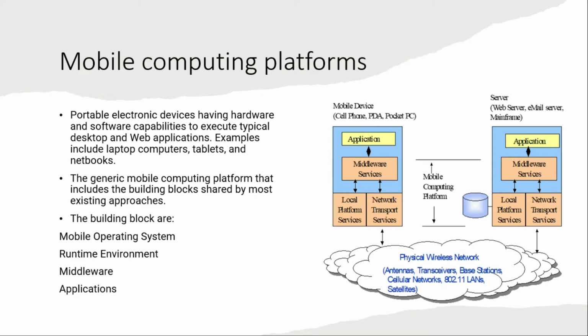So from this figure, it illustrates the position of mobile computing platform relative to the mobile application and physical wireless network, and serves as a general framework for our discussion. This platform provides three types of service. First is local platform service that supports the application on the individual mobile device. This service consists of operating system such as Symbian OS needed to run the mobile device and also includes local system software service such as a database manager, transaction manager and utilities for mobile device.